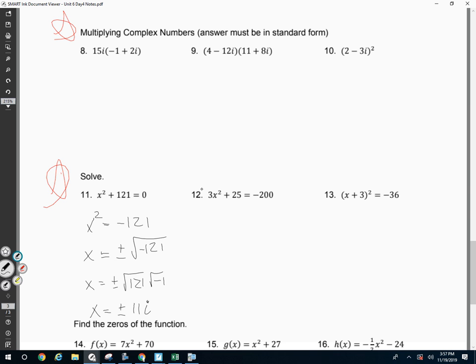What do I do first here? Subtract 25. That gives me 3x squared equals negative 200 minus 25. And is it negative 175 or negative 225? Step 2. I got 3x squared equals negative 225. What should I do?